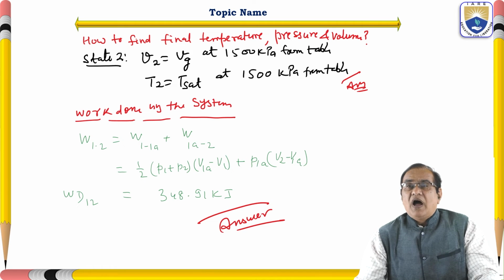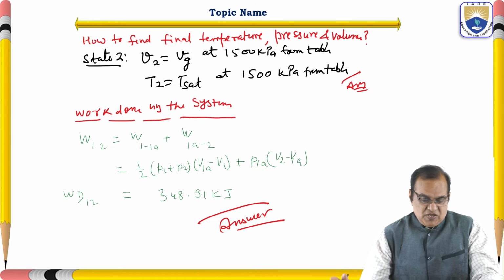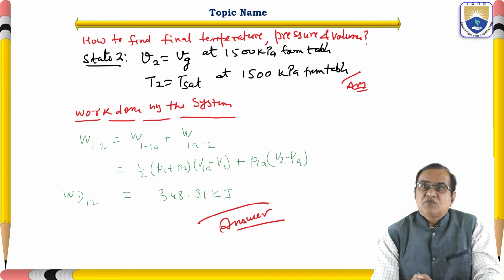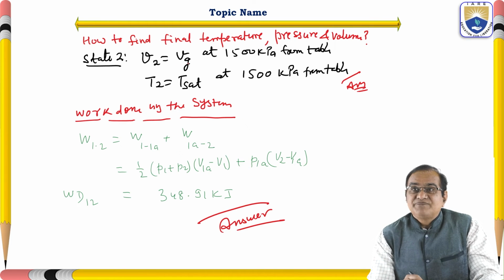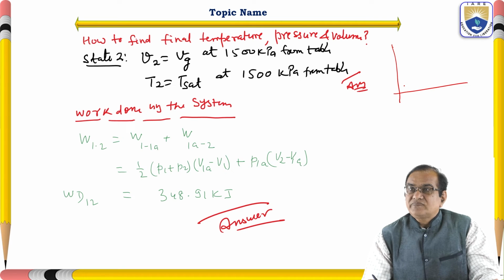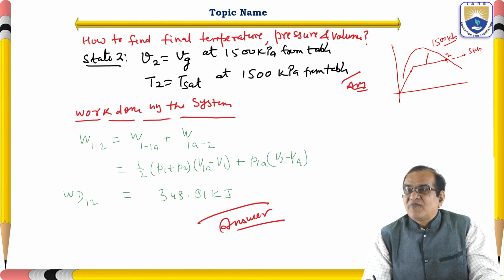Now, how to find out the final temperature, pressure and the volume? We know that for state 2, V2 is equal to Vg at 1500 kilopascal from the table. So we can find out the V2. V2 is equal to Vg because it is like this. This is the 2 and this is the stop. So here it is 1500 kPa. It is given. So from the table we can get this V2.